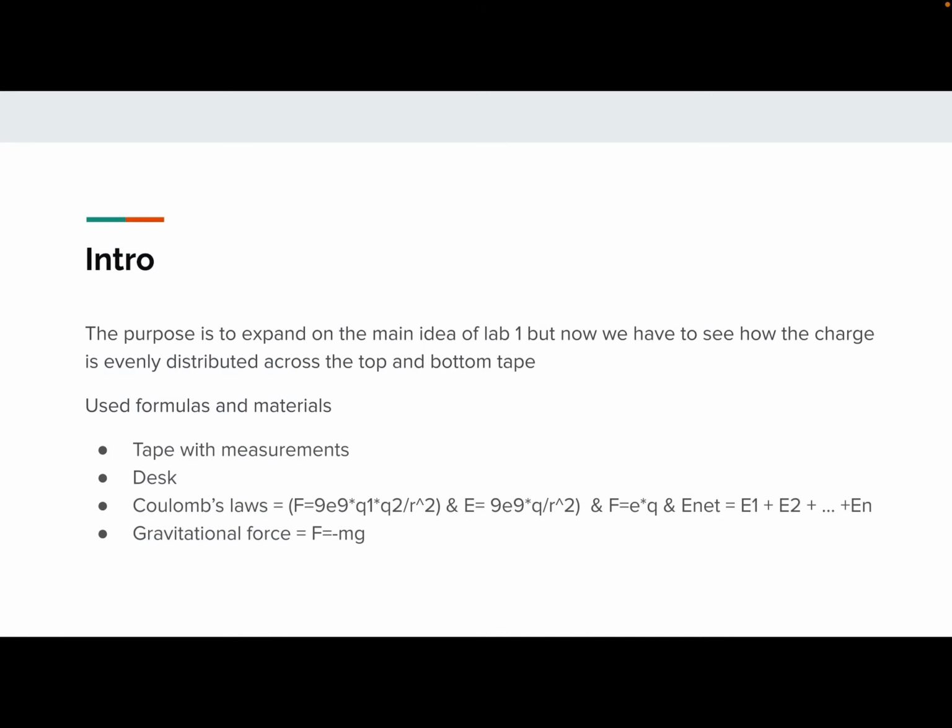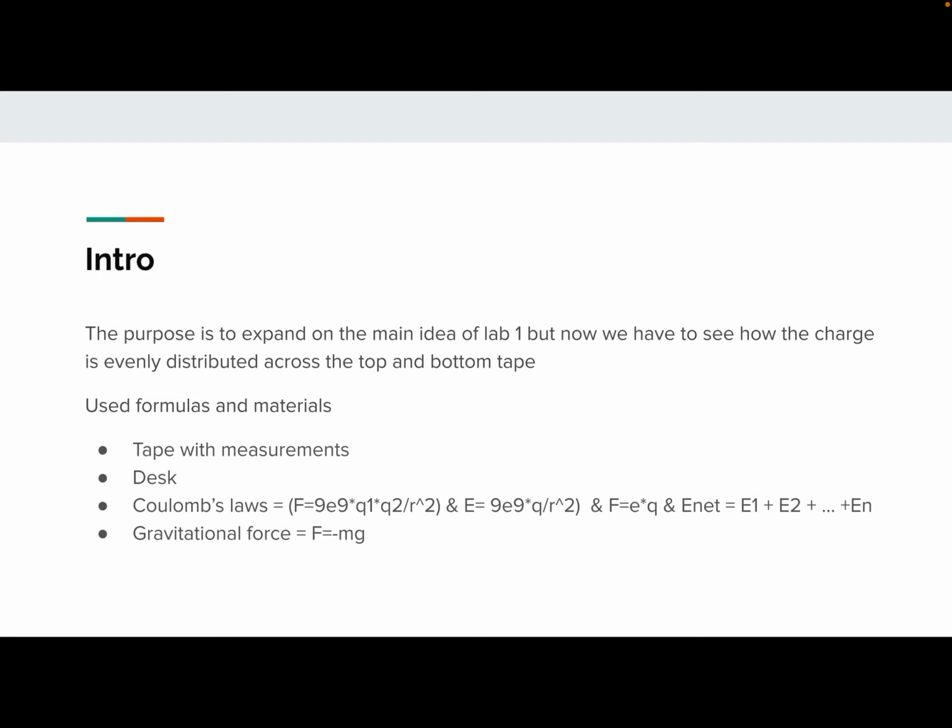So, for introductions, we should know the purpose. The purpose of this lab was for us to expand on the idea of Lab 1, but now we have to see how the charge is evenly distributed across the top and bottom of the tape, and with that, we'll also be using a different method of acquiring this result. In addition, we used similar formulas and materials as Lab 1, such as the tape with measurement, the desk, Coulomb's law, and the gravitational force.